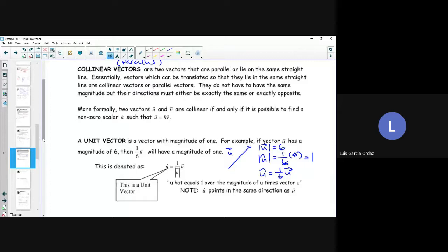So the u hat equals 1 over the magnitude of u times vector u. So u hat points in the same direction as vector u. So we're going to take examples to show where this is applicable. So basically all we're doing with that is we're taking a parallel vector and showing that a unit vector can be written with a magnitude of 1, but it's also going in the same direction. So example 3 is going to show us exactly what that is.